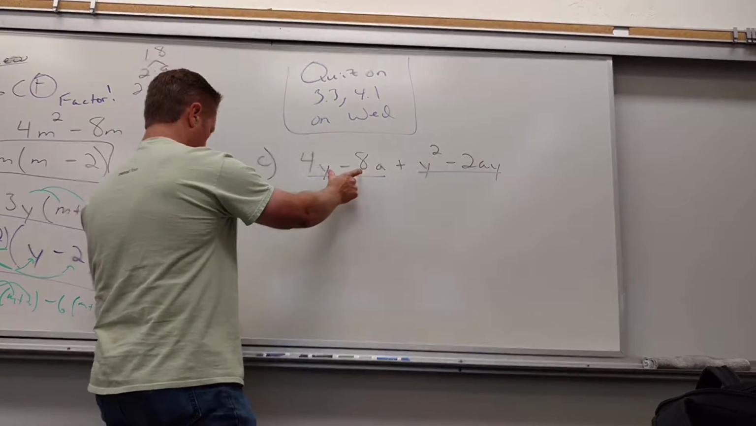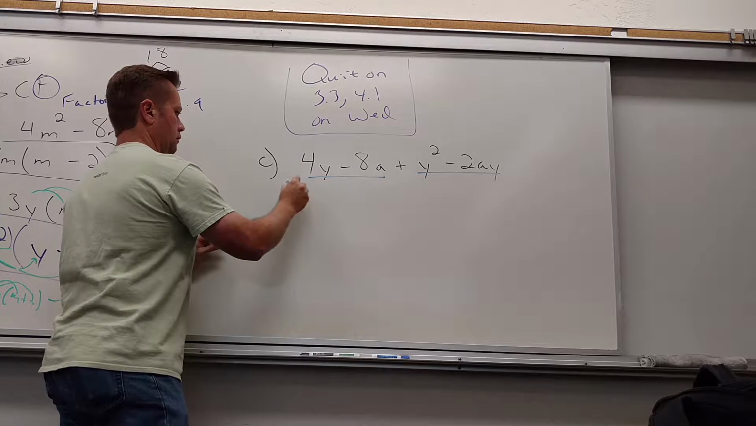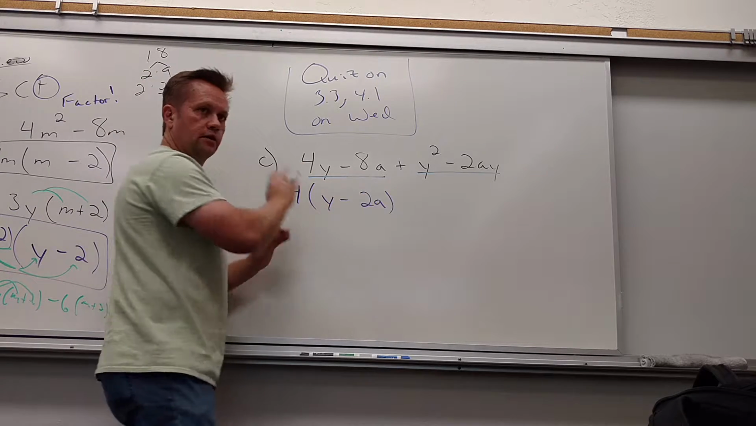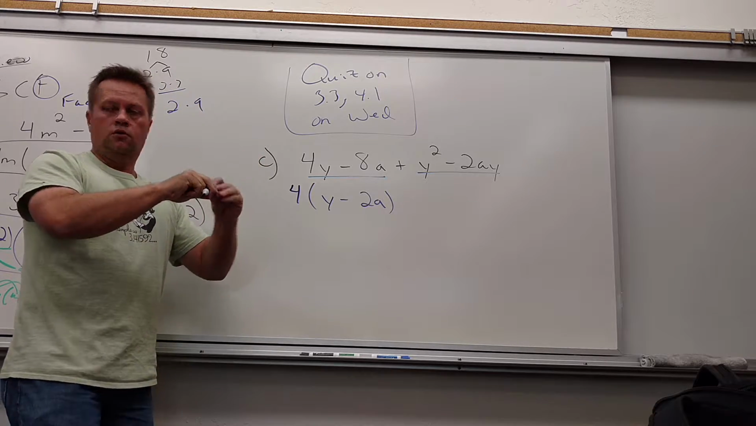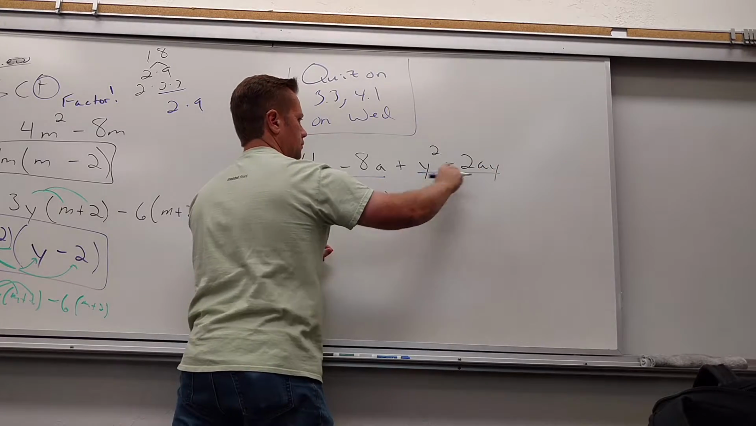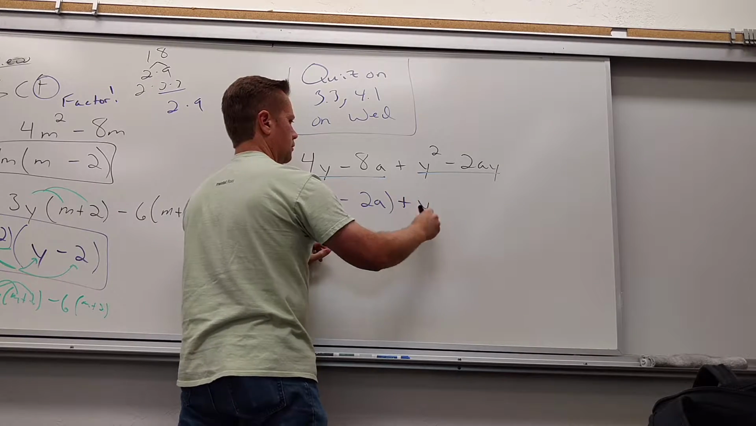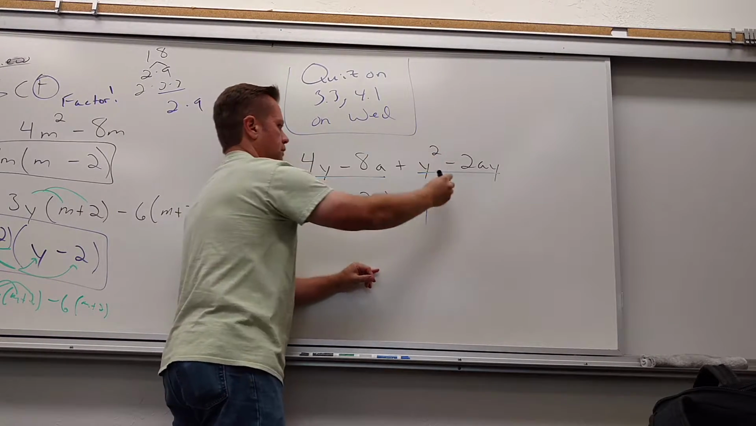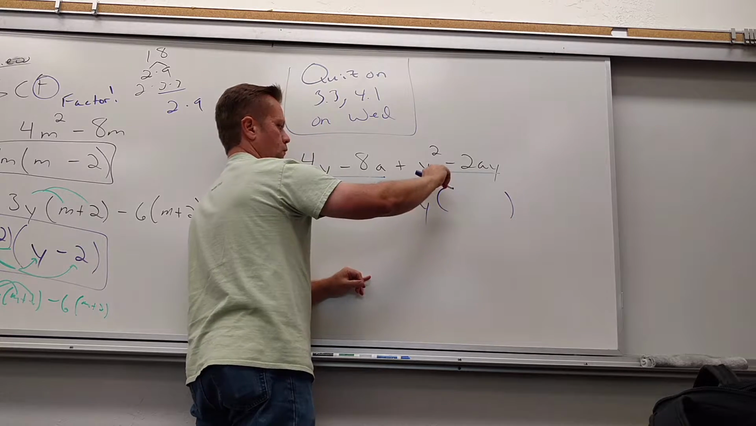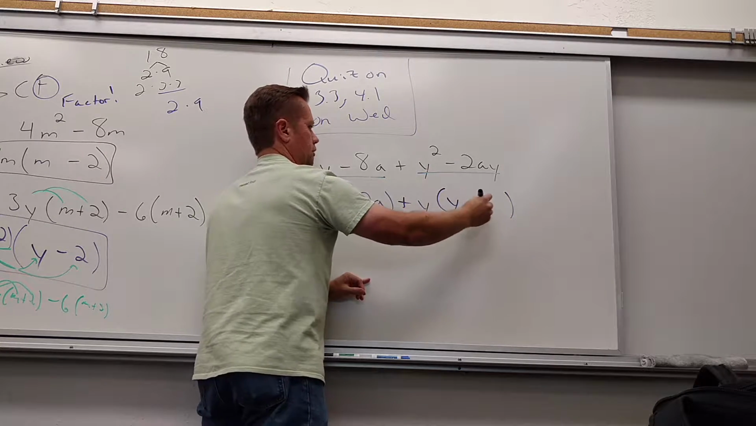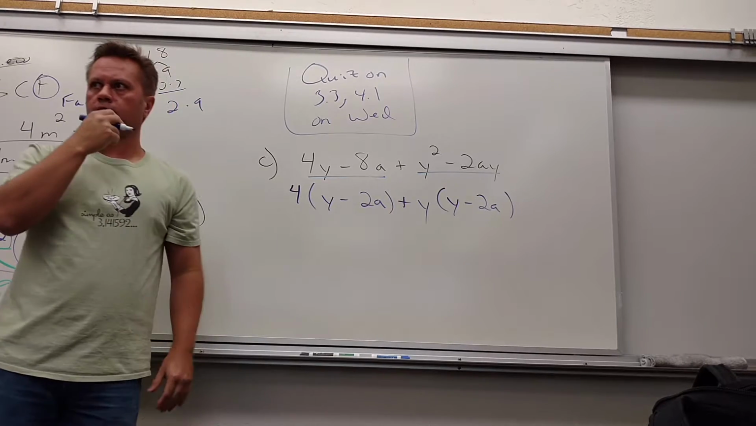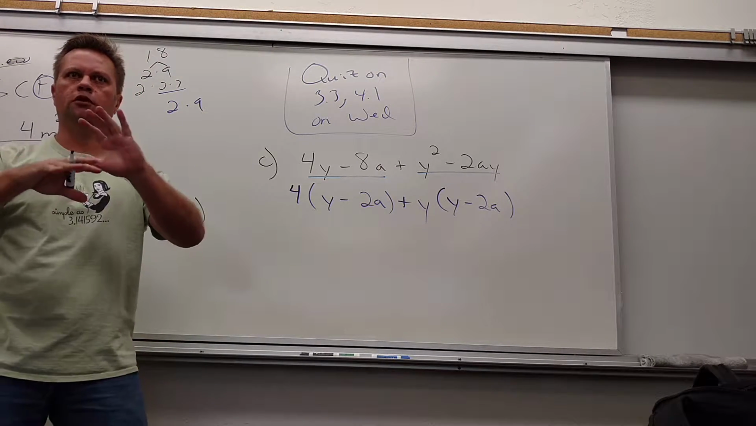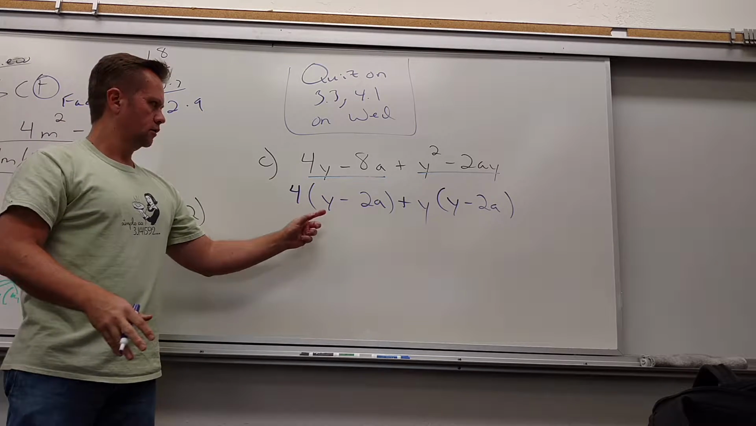So what comes out of these 2? 4. Is that good? And what comes out of these 2? Y. So you have plus is still there, right? Plus y comes out. What's left? Y minus 2a. So how do I know I'm on the right track? What looks good? What looks like it's supposed to look like right now?